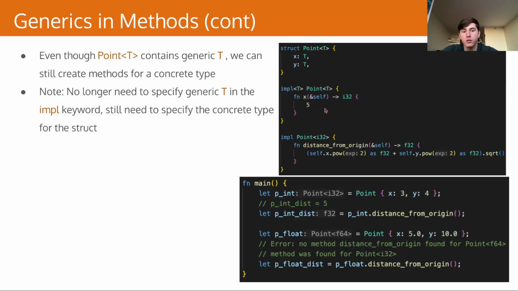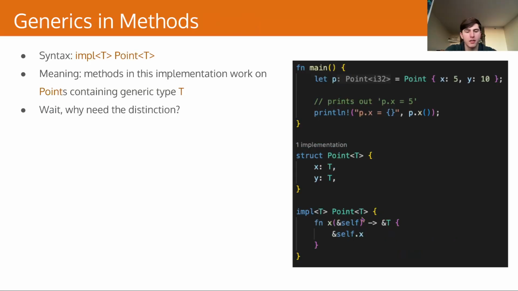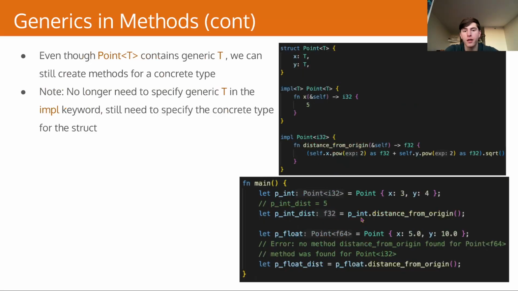If you wanted to, you could implement a function for a specific type. Notice how here we just had T for a generic type. But if we want it to work for distances, for integers, we can implement it for i32 only. So it wouldn't work on, for example, an f64. Like here, no method was found. But for i32 it would be found since we implemented it for i32 specifically.